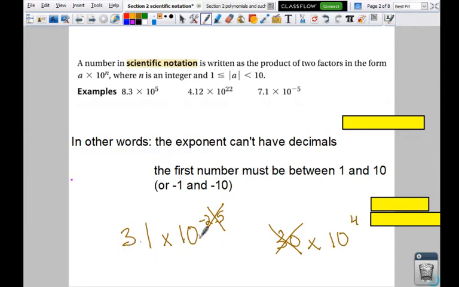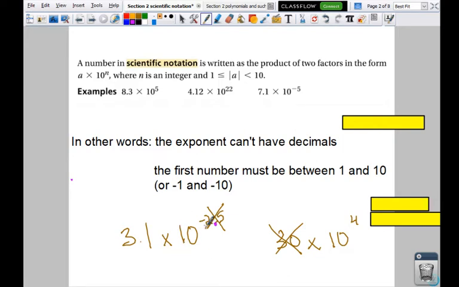This is not scientific notation because I had -2.5. Not scientific notation because that's a decimal. So we can't have decimals there. And the number in front, it's got to be between 1 and 10 or -1 and -10. So that one's right. That would be a good example.